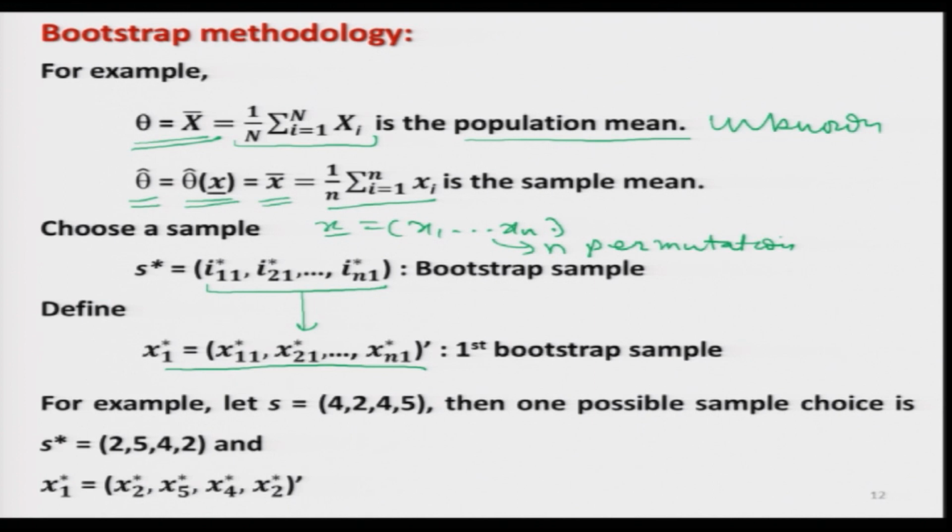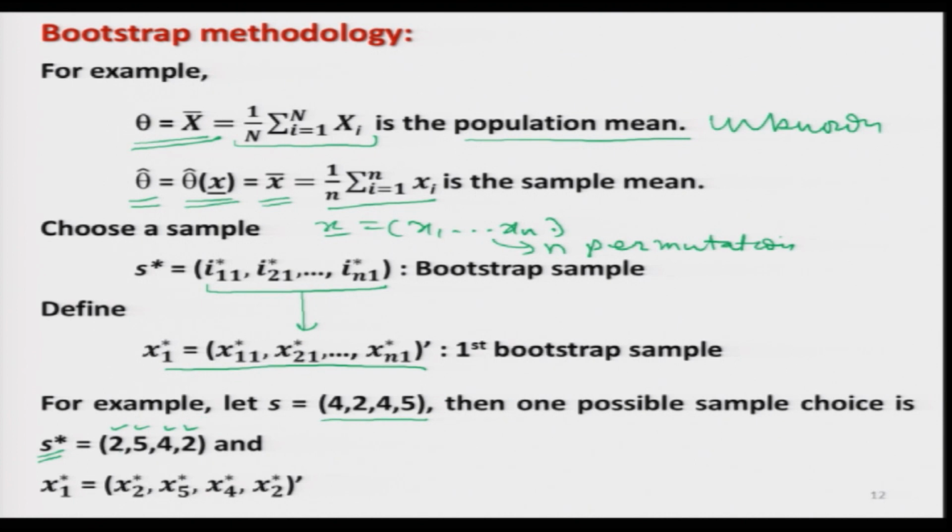For example, suppose my original sample is something like 4 values: 4, 2, 4, 5. Right. And now I try to draw a sample with replacement, which is going to be one of the possible permutations of these 4 values. Suppose this sample comes out to be S star, which is 2, 5, 4, 2, right.